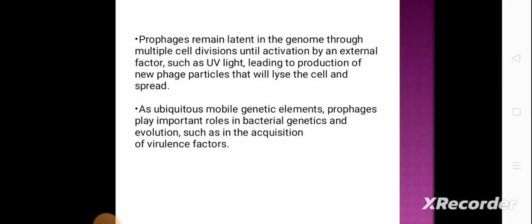Prophage remains latent in the genome through multiple cell divisions until activation via an external factor such as UV light, leading to production of new phage particles that will lyse the cell and spread. As ubiquitous mobile genetic elements, prophages play an important role in bacterial genetics and evolution, such as in the acquisition of virulence factors.